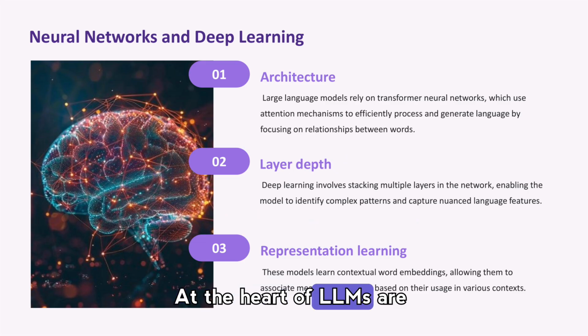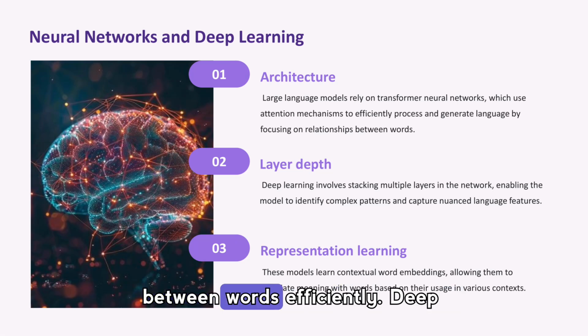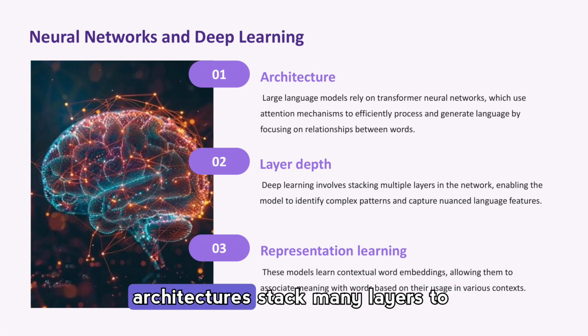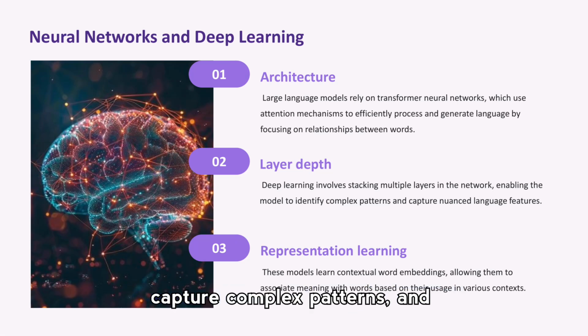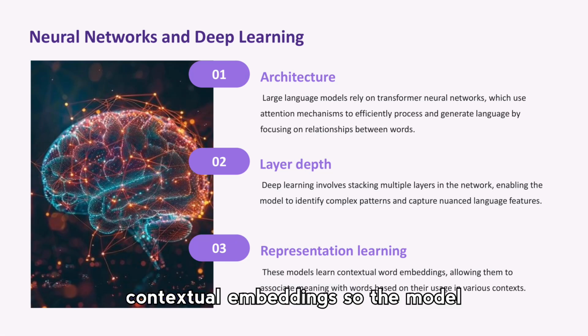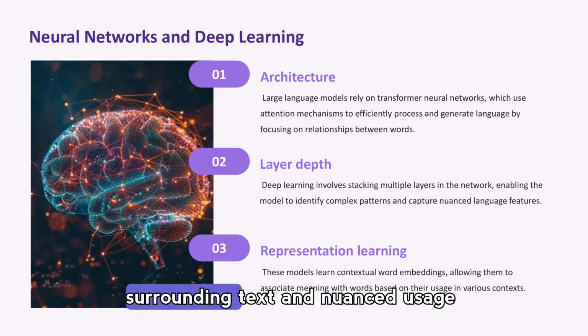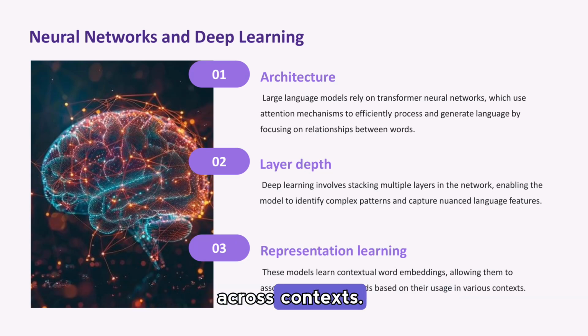At the heart of LLMs are transformer neural networks that use attention to model relationships between words efficiently. Deep architectures stack many layers to capture complex patterns, and representation learning produces contextual embeddings so the model can associate word meaning with surrounding text and nuanced usage across contexts.